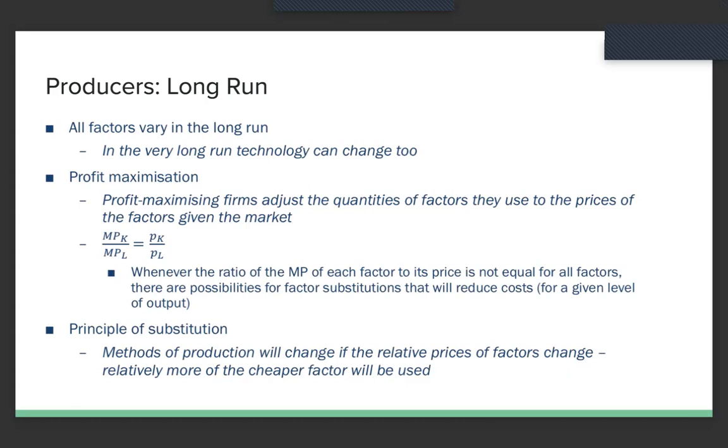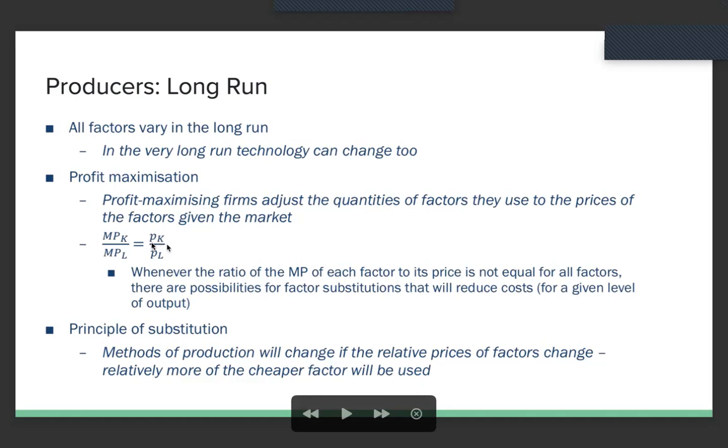So let's focus on long run now, and we have both capital and labor as variable inputs. And so similar to how consumers were maximizing their utility by comparing the additional benefit you get with respect to what you paid for it and comparing it between two goods, producers also do the same thing, but with both input factors. So similar to what we had in terms of consumers, we have that the ratio of marginal product of capital to marginal product of labor should be equal to their respective price ratios.